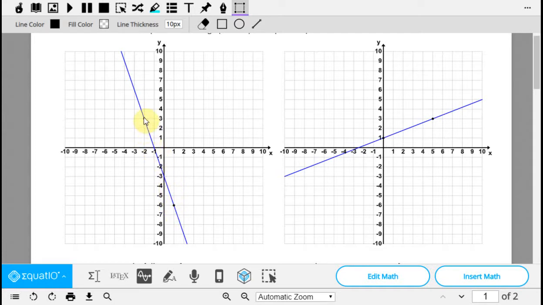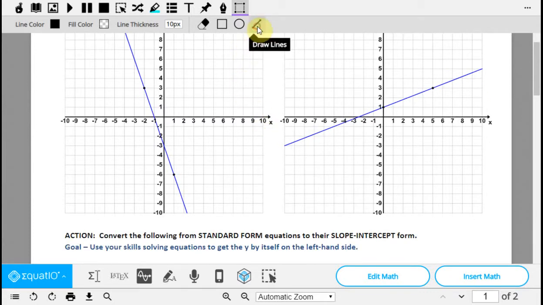So in this case, we would be going down. Remember, that's a negative rise and then a positive run to the right. In this line, we're going positive for the run, and then we're going up. So that's also positive for the rise. So go ahead and try this on your own and then come back and check and see how you did.